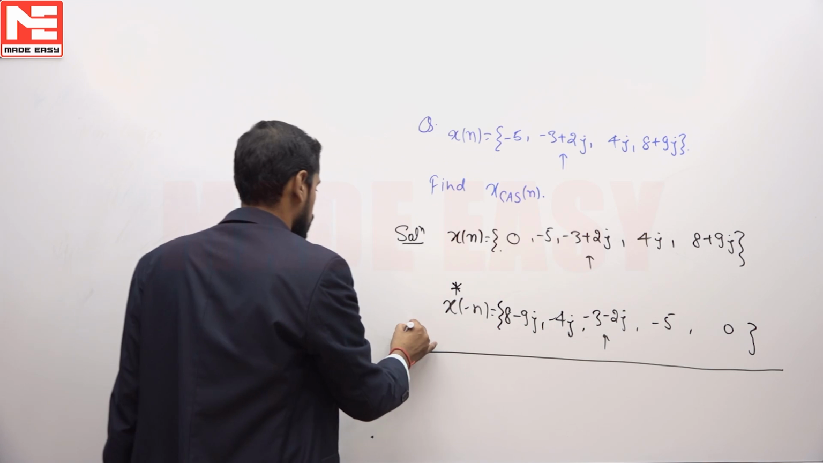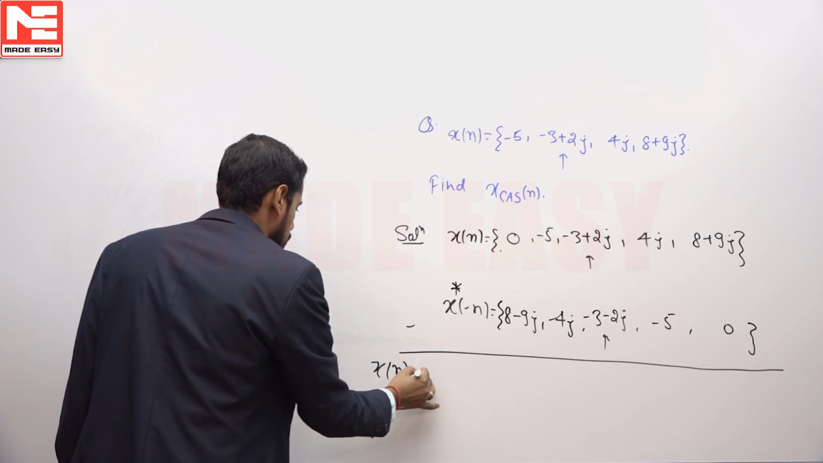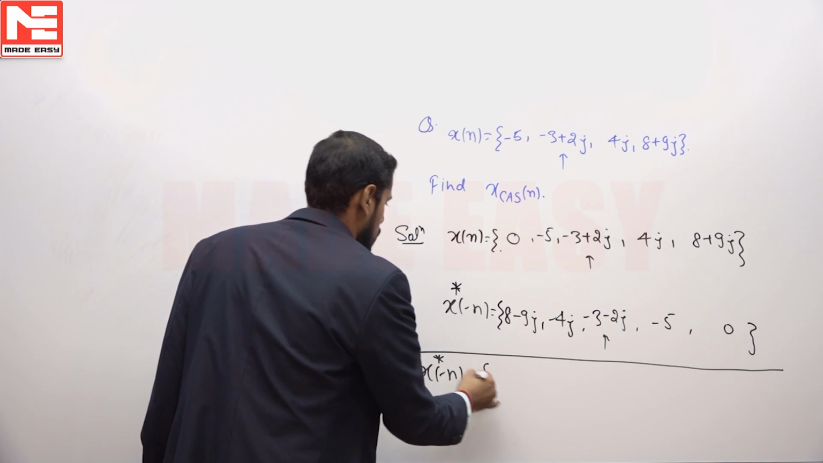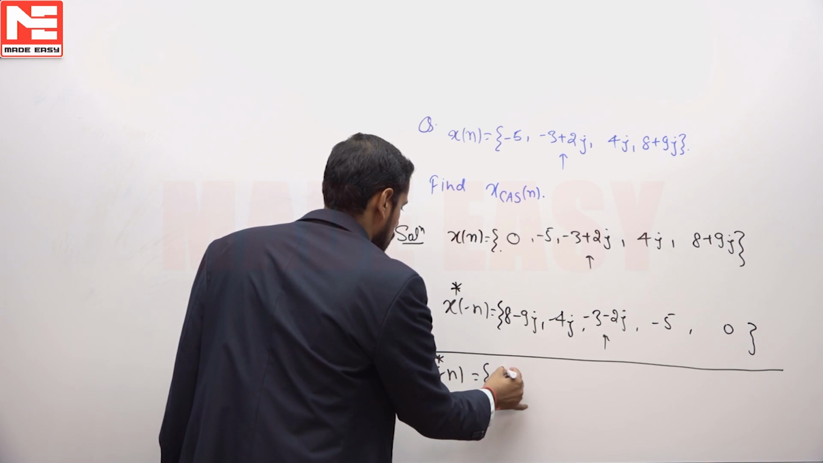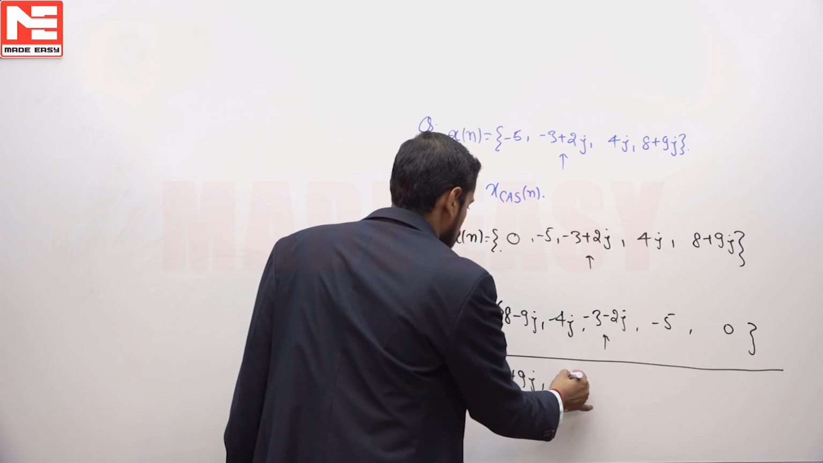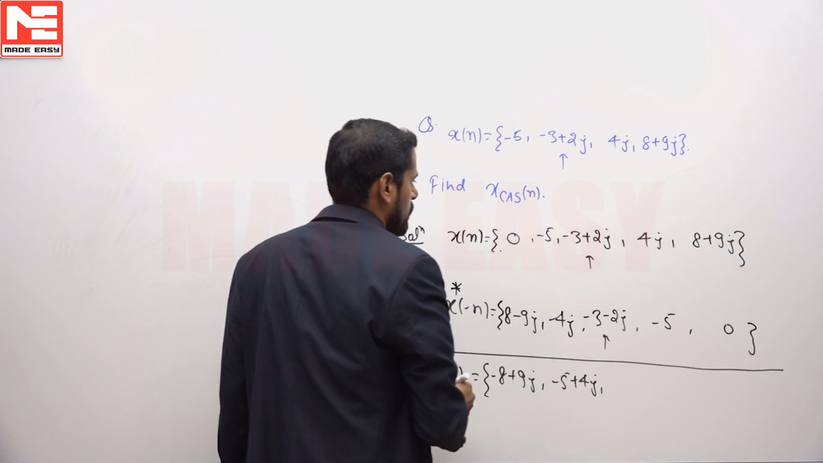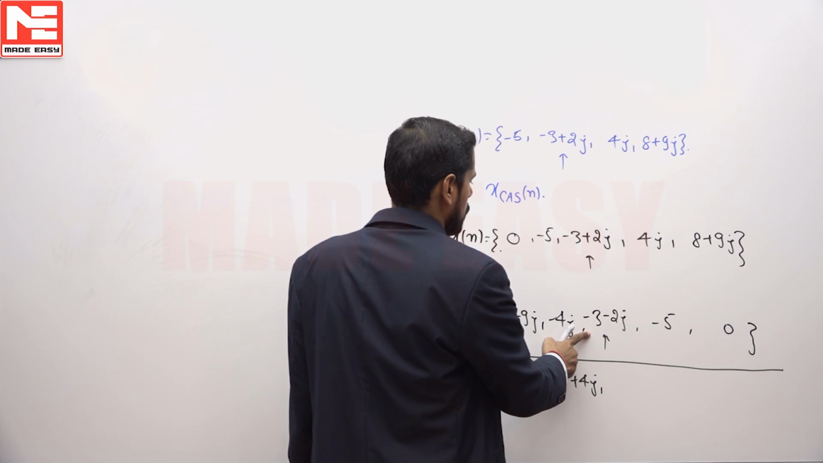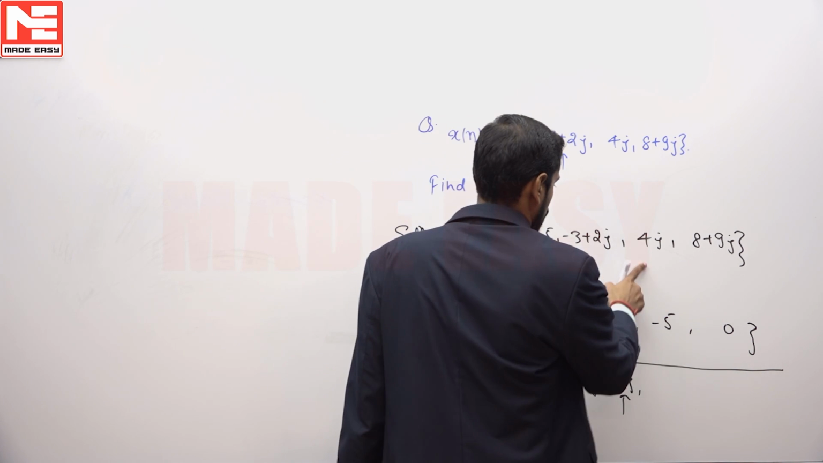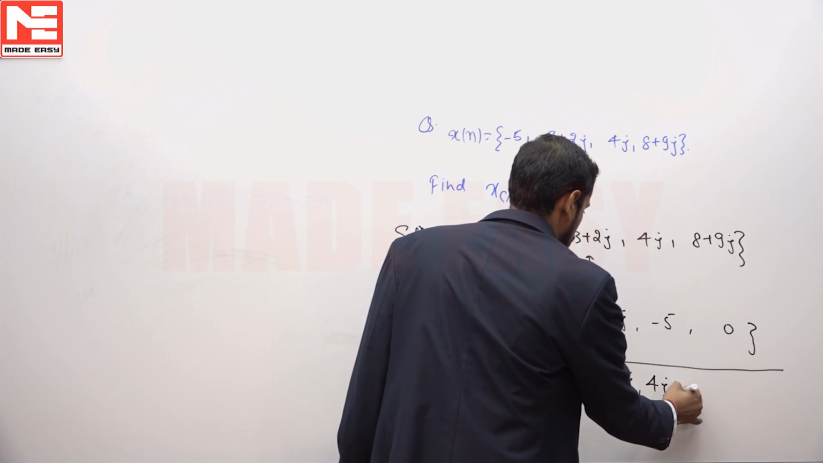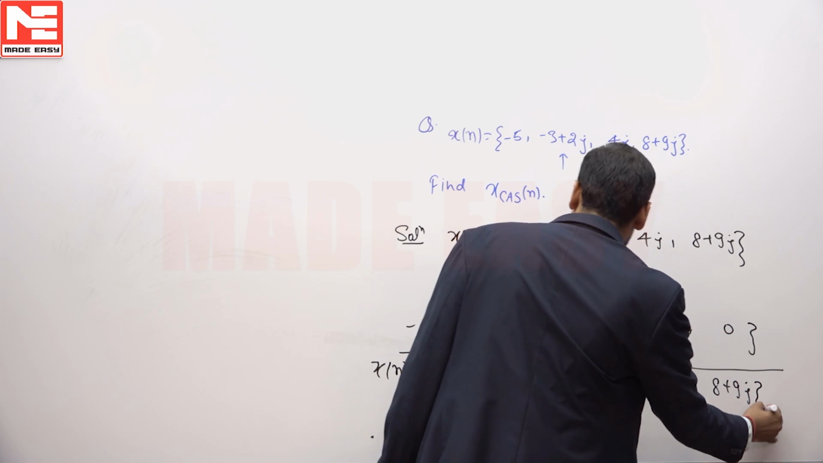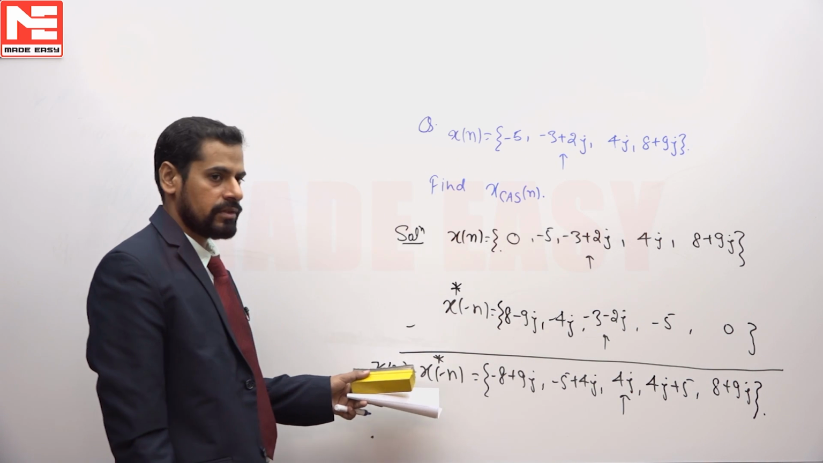Now we have to subtract these two sequences, so we will get x[n] minus x conjugate of [-n]. When we subtract these two sequences, the first one will be -8 plus 9j, the next sample will be -5 plus 4j, the next sample: -3 will be cancelled out and 2j plus 2j will result in 4j. The next sample will be 4j plus 5, and the last sample will be equal to 8 plus 9j. So we have obtained the samples of this sequence.